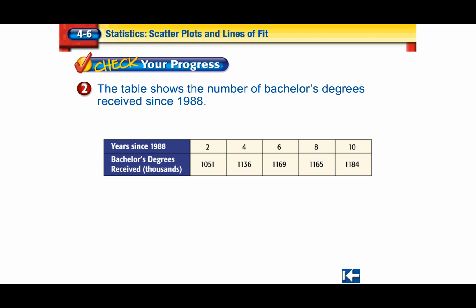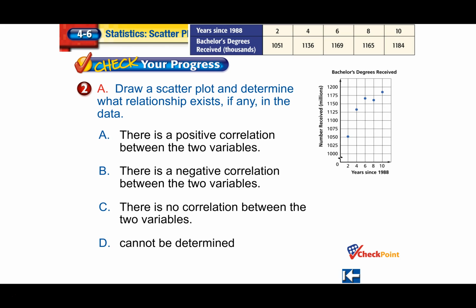All right, so we're going to have to walk our way through this one here. So this shows the number of bachelor's degrees in thousands since 1988. So first you need to draw a scatter plot, determine if there's a relationship. Go. All right, looks like it's a positive correlation because it's generally going up between the year and how many were received.